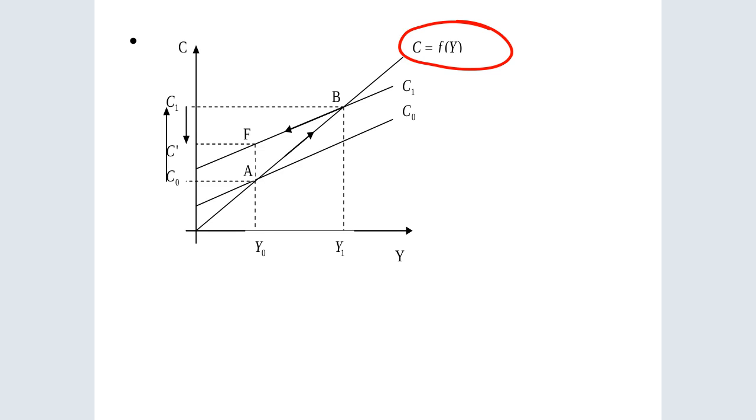At the current level of income, which is Y0, C0 is the corresponding level of consumption. So if income increases to Y1, then the corresponding level of consumption is C1. If the income increases now, we have C1 at Y1 there.